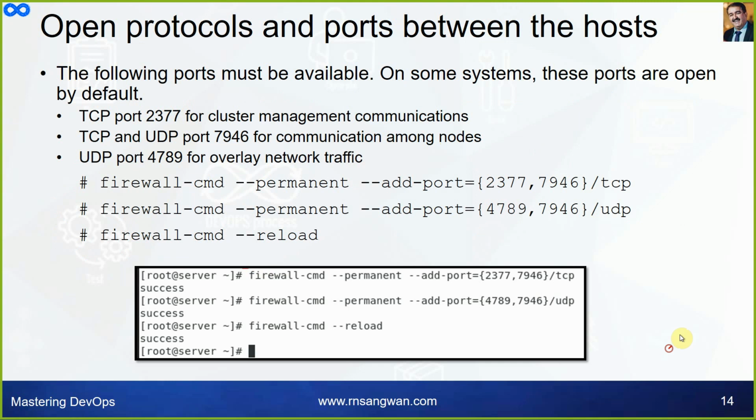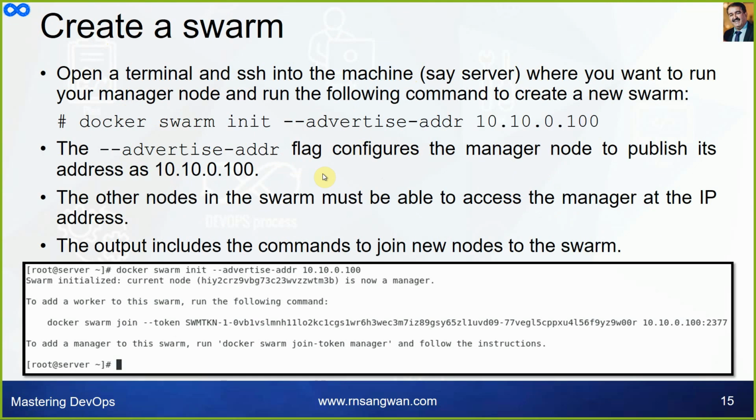These are the firewall ports which need to be open: TCP 2377 and 7946, and UDP 4789 and 7946. These are TCP ports, these are UDP ports. Once you open these firewalls, port 2377 is required for cluster management communications. TCP and UDP 7946 is for communication among nodes, and UDP 4789 is for overlay network traffic. Overlay network traffic means the containers talking to each other.